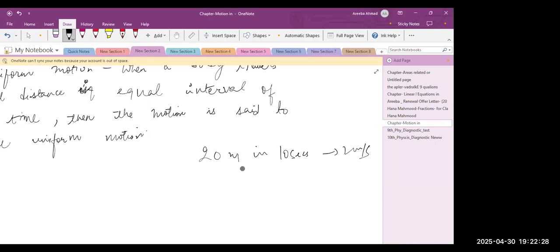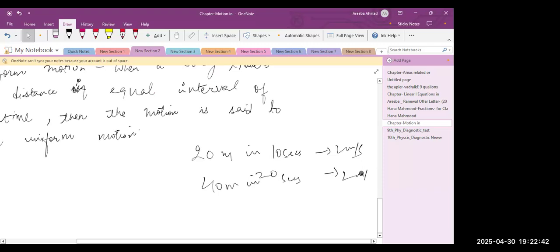Good. Now in the next part, my body has traveled 40 meters in 20 seconds. What is its speed? 2 meters per second. Again, 2 meters per second. So it is covering equal distances in equal intervals of time. Got it? So what kind of motion will it be? Uniform motion. Okay, there is uniformity.